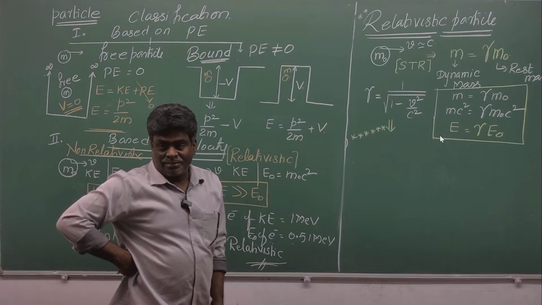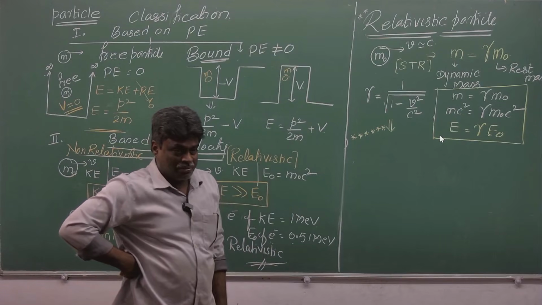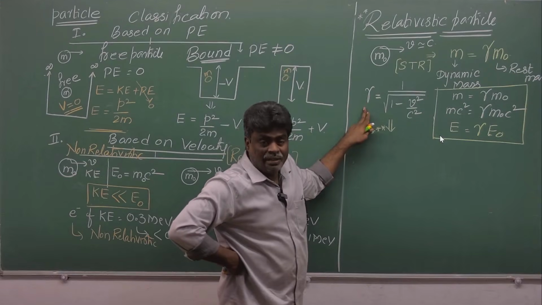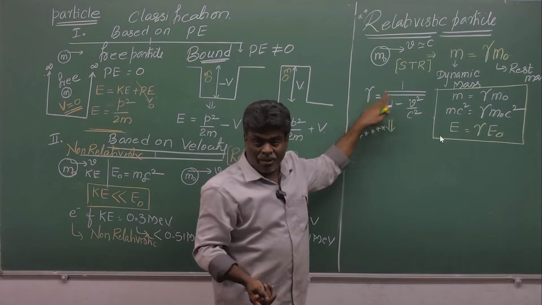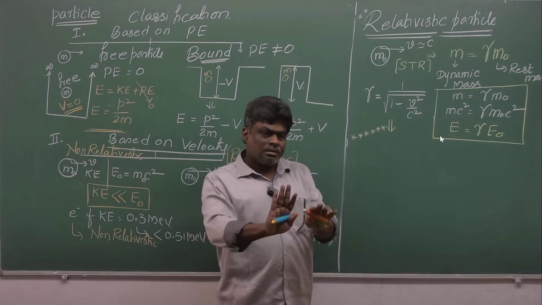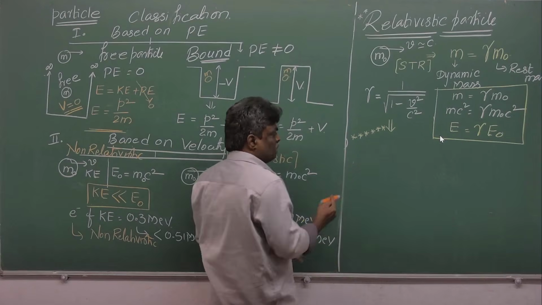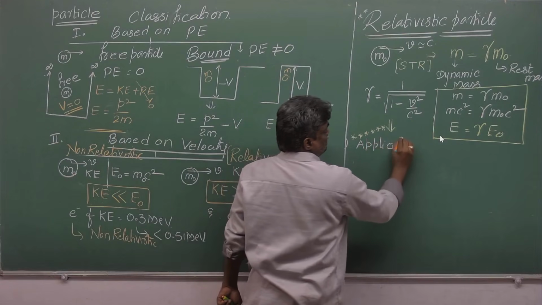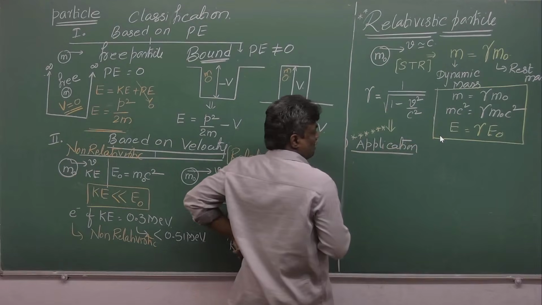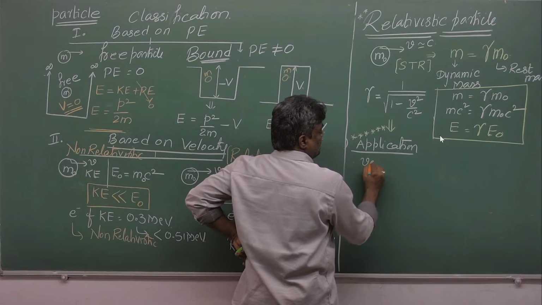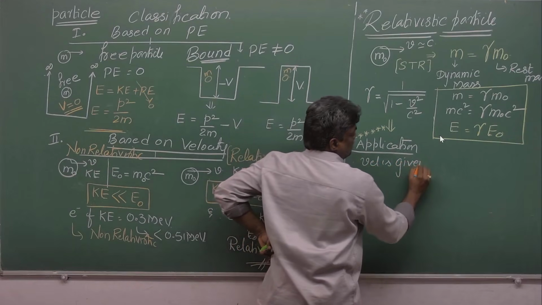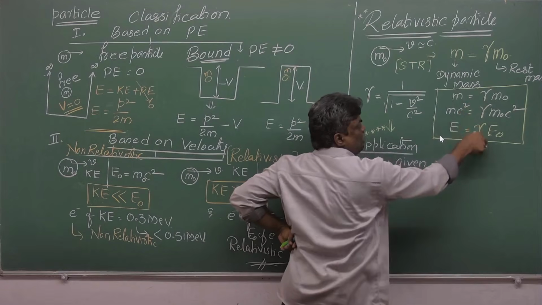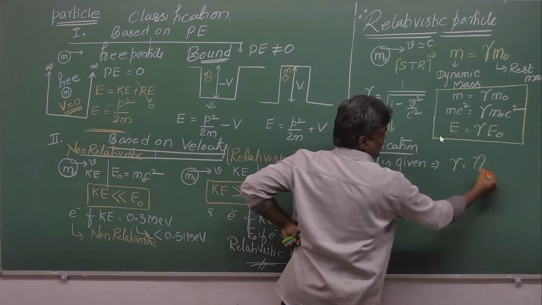They will give velocity and they will ask mass becomes how many times or energy becomes how many times. If they have given velocity, what you have to find? Gamma. Sometimes gamma they will give and you have to find velocity. Generally what students will do, I will tell you. This is one most important application. Listen please. Sometimes velocity is given, they will ask mass or energy. If you want to find mass or energy, what do you want? Gamma. That means you have to find gamma.